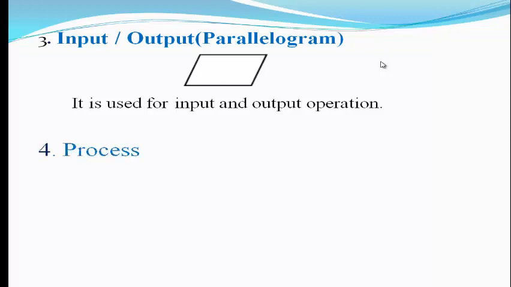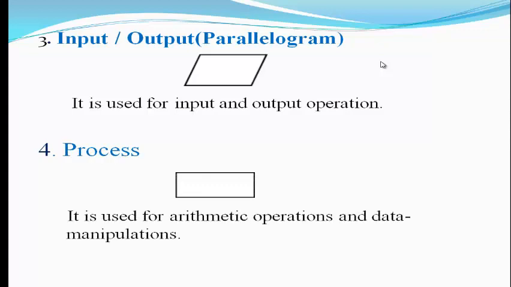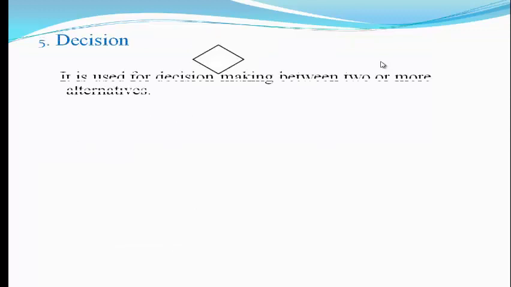Next, process. This symbol is also known as a rectangle. The process symbol is used for arithmetic operations and data manipulation of the program. When the user inputs any kind of data, it is processed here. After the input step, the next step is the processing step. This symbol calculates some processing task. Next, fifth one, decision.